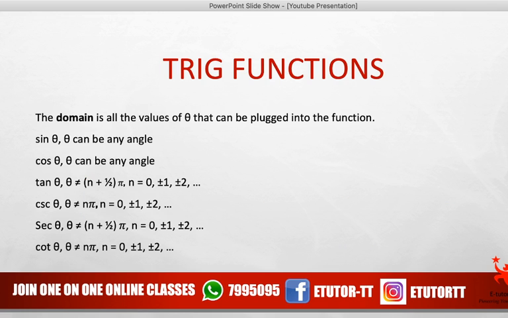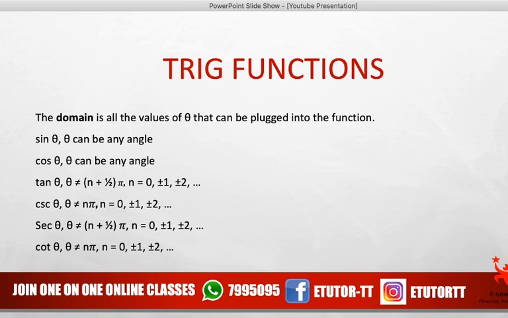The domain is all the values of theta that can be plugged into the function. Sine theta can be any angle. Cos theta can be any angle as well. Tan theta cannot be equal to n plus 1/2 times pi, where n could be equal to 0, plus or minus 1, plus or minus 2, and so forth. It could also be plus or minus 3, etc.